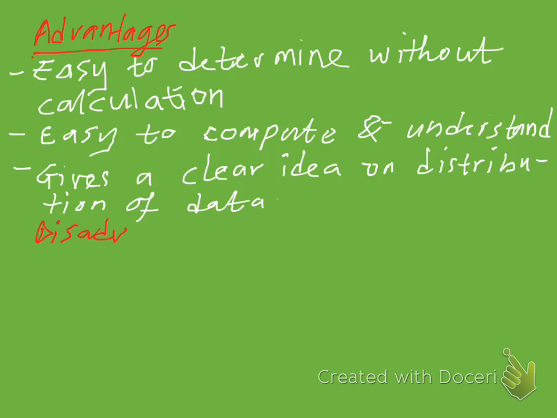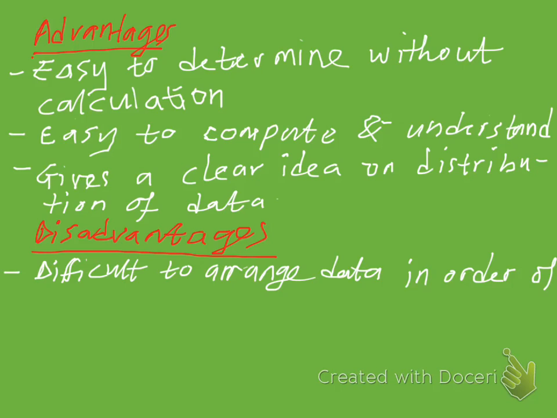Let's move to the disadvantages of the median. It is difficult to arrange data in order of magnitude. For you to look at a number in the middle, you have to arrange the distribution in order of magnitude. It's not easy to take any distribution and arrange it in order of magnitude in order to point out the median.